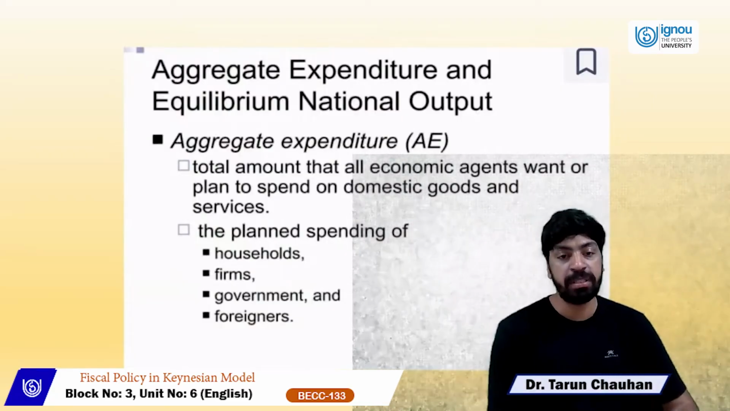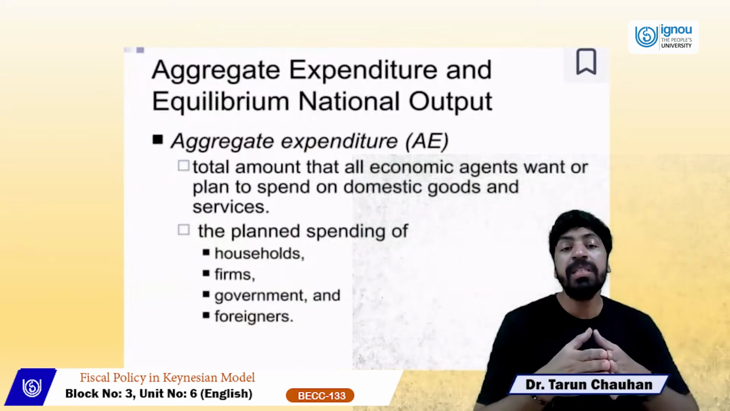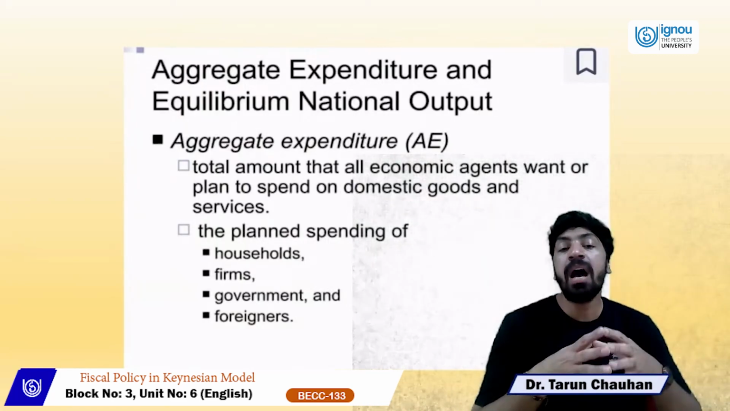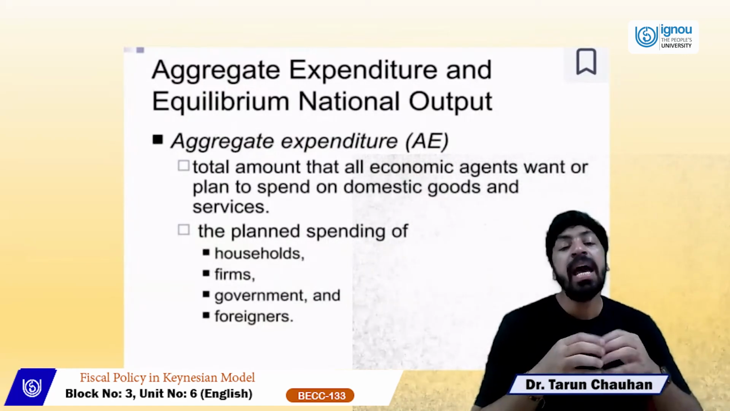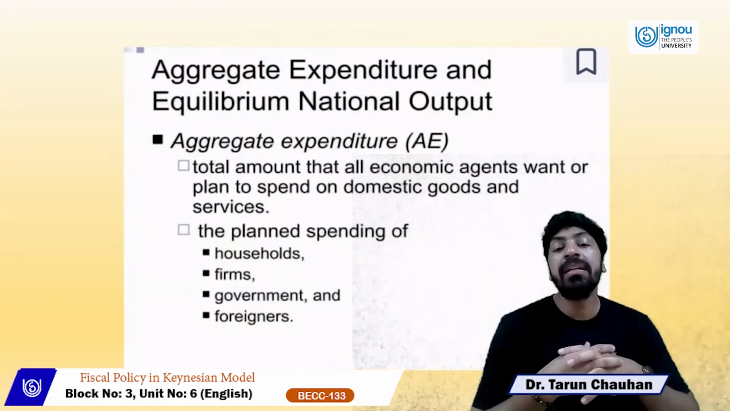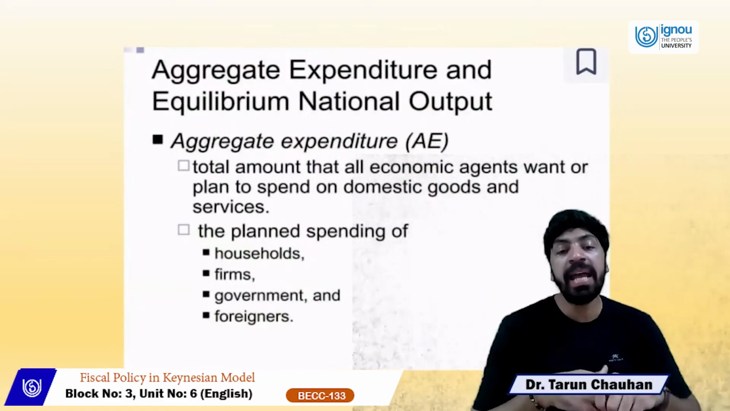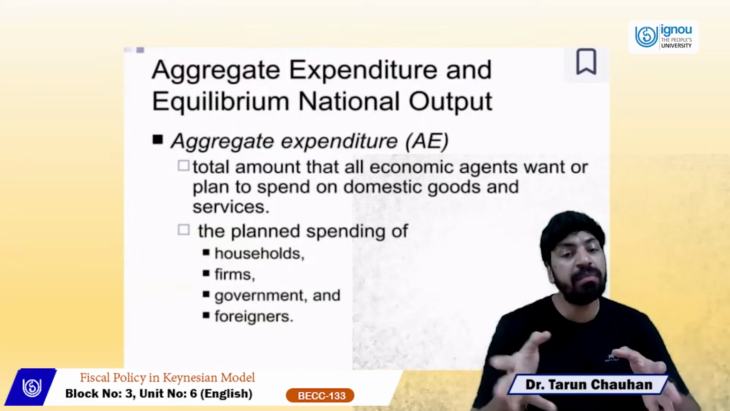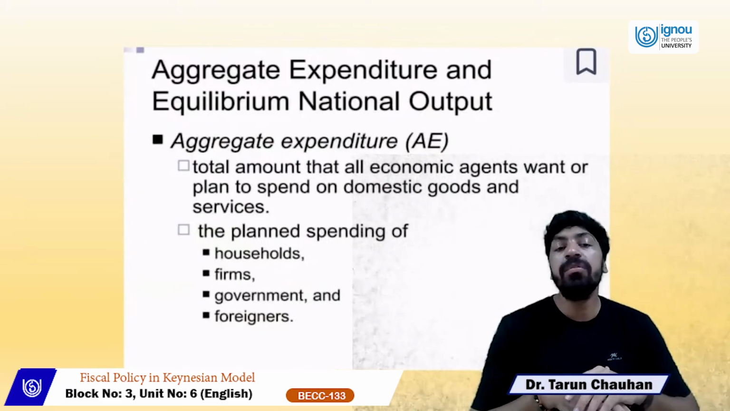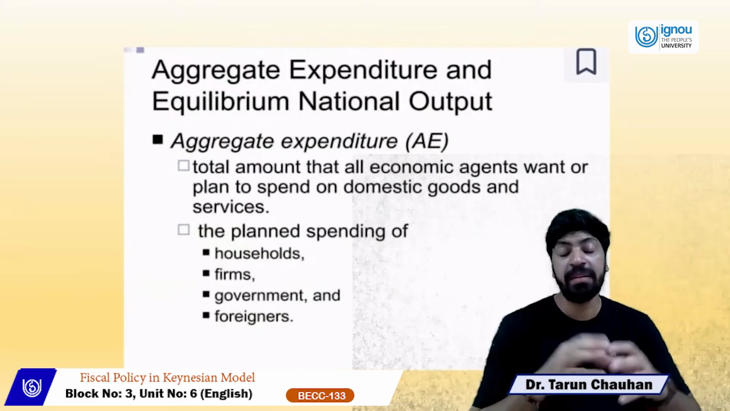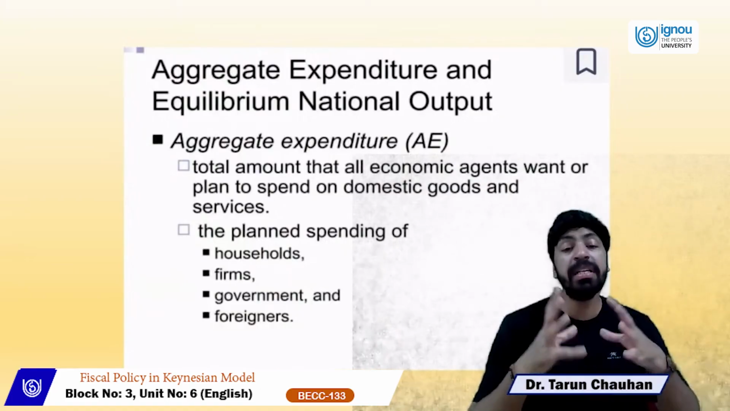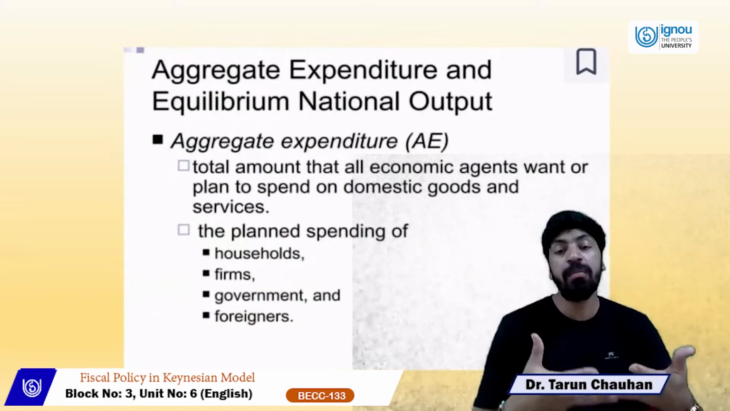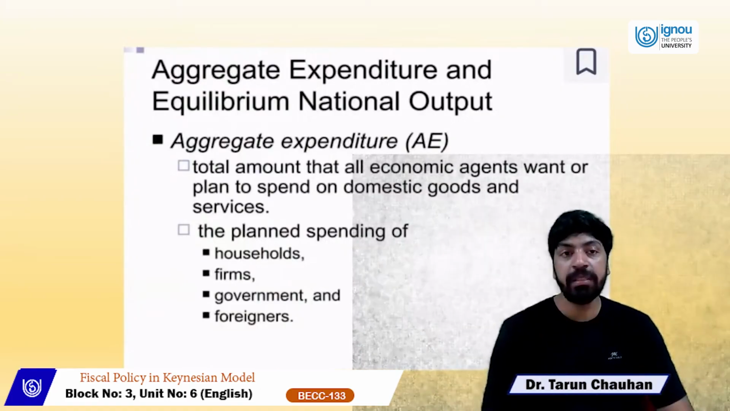government, and foreigners. The two-sector model combines household and firms, and the three-sector model is household, firms, and government. When we talk about the four-sector model, that is household, firms, government, and foreigners. That means the foreign institutions that I'm talking about, the foreigners, right?